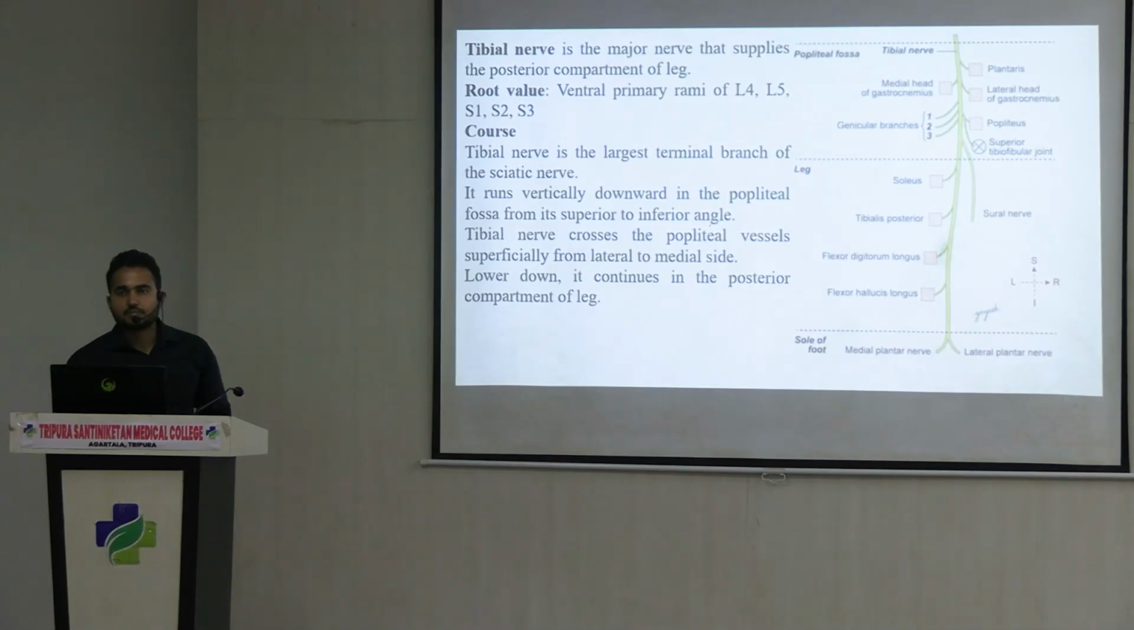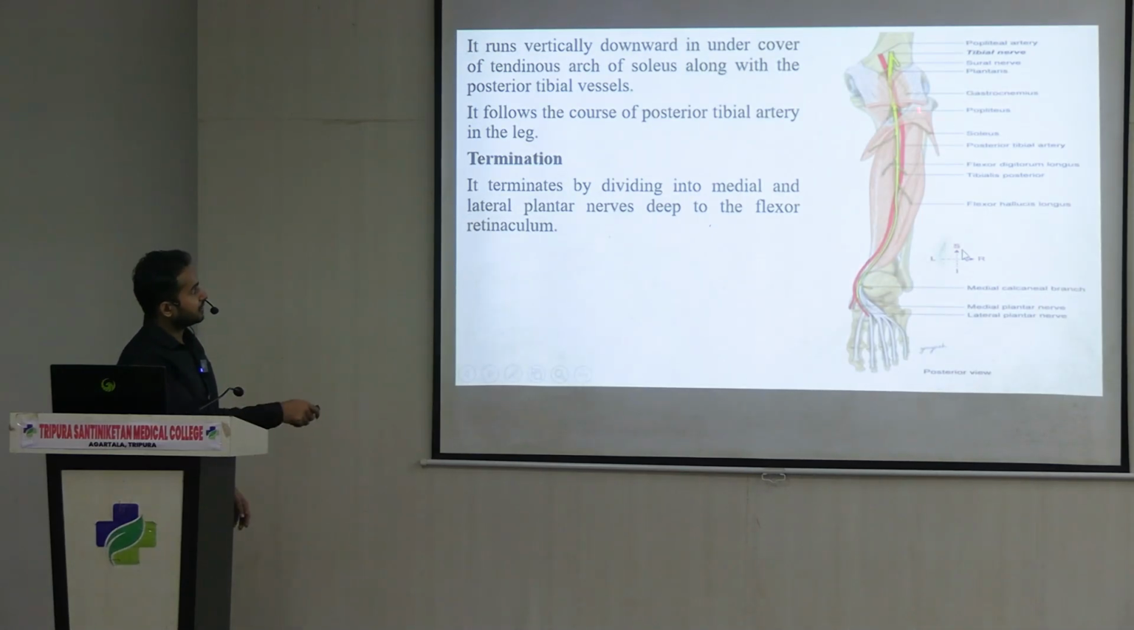Once it is in the posterior compartment of the leg, if you see the diagram, you can see it continuing in the posterior compartment of the leg. It is under cover of the tendinous arch of the soleus muscle. So in the posterior compartment of the leg, the tibial nerve is situated deep to the soleus muscle. Throughout its course in the leg, it accompanies the posterior tibial artery, or posterior tibial vessels, as you can see in the diagram. So it follows the course of the posterior tibial artery in the leg.